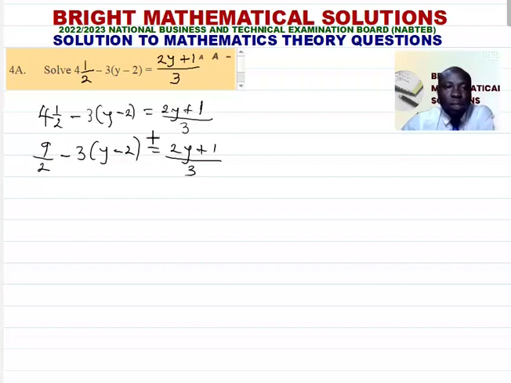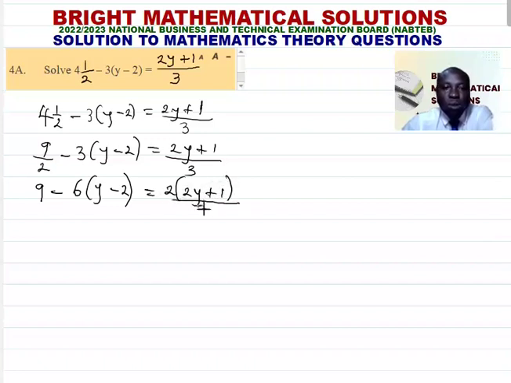Now let us convert this into a linear expression such that we will not have fraction again. So from here we can multiply this entire expression by 2. If we multiply this by 2, this will give you 9. If we multiply this by 2, this will give us 6y minus 2. If we multiply this by 2, this becomes 2 into 2y plus 1 over 3. There is still a problem. This is still a fraction. So let us multiply the entire expression by 3 as well.